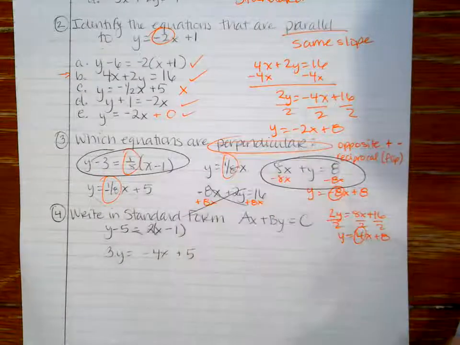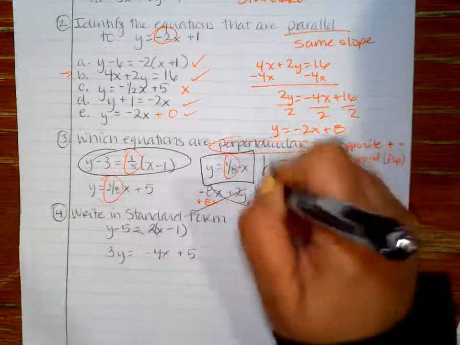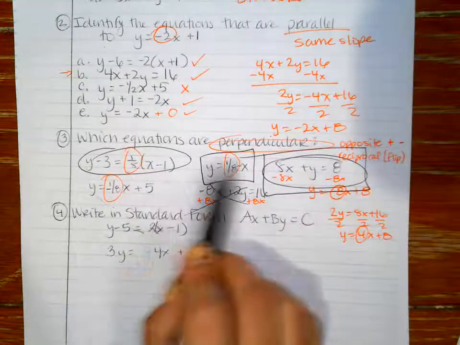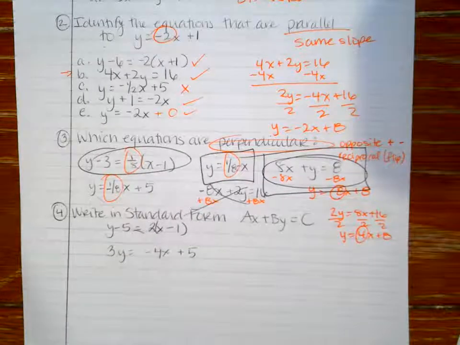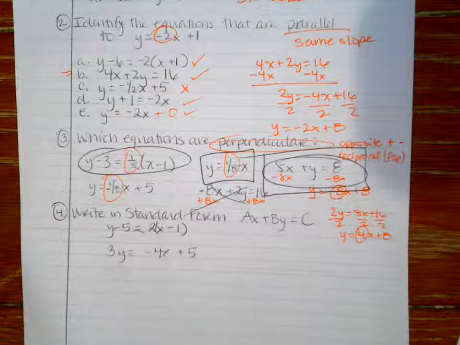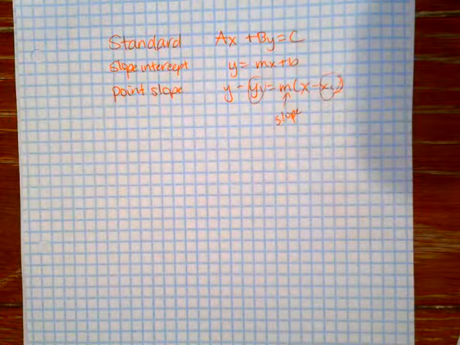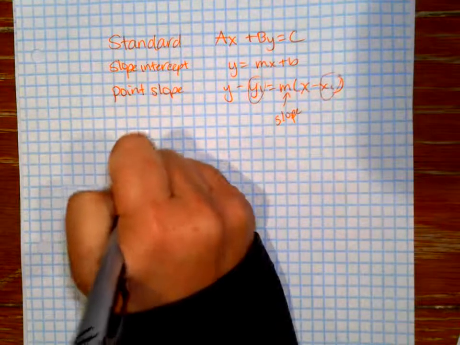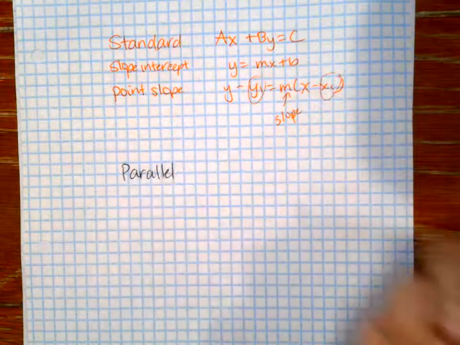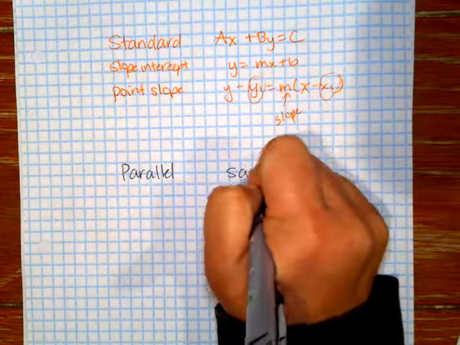And then I'm just gonna square. This one and this one are perpendicular. And then actually these guys are parallel. Okay, so perpendicular, you're looking for the opposite and the reciprocal. I'm gonna add that to my little note sheet right here so you guys can see it. All right, for parallel, you're looking for the same slope.